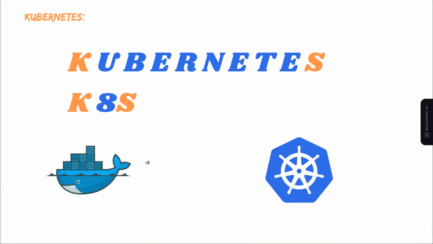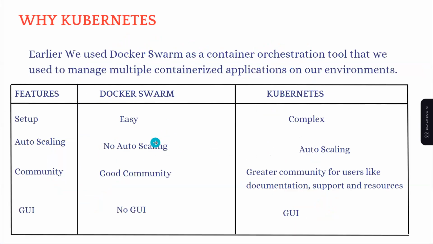You know ChatGPT? ChatGPT is hosted on a Kubernetes cluster which has 5,000 nodes in a cluster. How many nodes? 5,000 nodes. And almost 150,000 containers. So that is the capacity of Kubernetes. Okay. So already we have seen the limitations of Docker Swarm and Kubernetes.